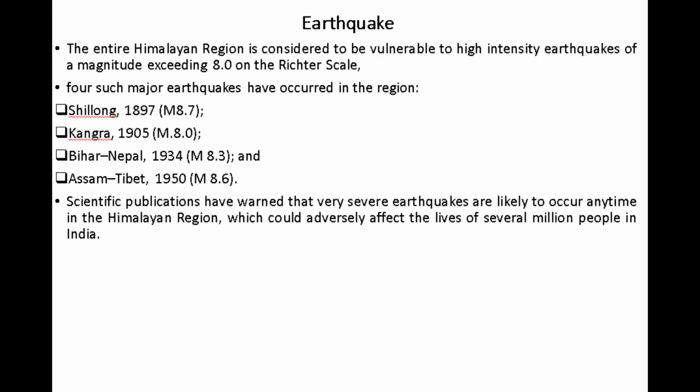Next natural disaster is earthquake. In India, the most prone region for earthquake is the Himalayan region, and earthquakes have occurred in Shillong, Kangra, Bihar, Nepal, Assam and even the Tibetan regions. Most of the scientific publications have warned that a severe earthquake is likely to occur at any time in the Himalayan region, which will affect millions of people in India.